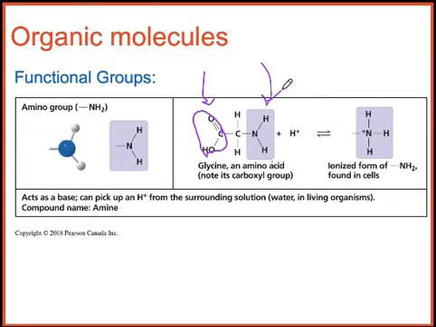Now, when it ionizes, this amino can be found in its ion form. So here it says it acts as a base and can pick up hydrogen from the surrounding solution. And then you have the other end, which is your carboxyl, which can actually donate a hydrogen. So this is kind of like that dual buffer situation.